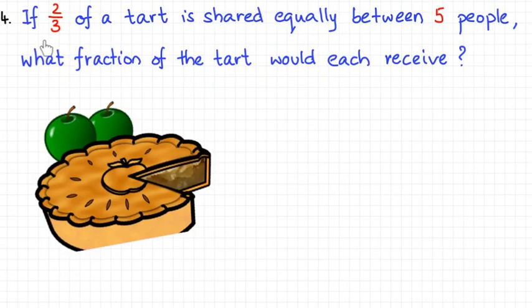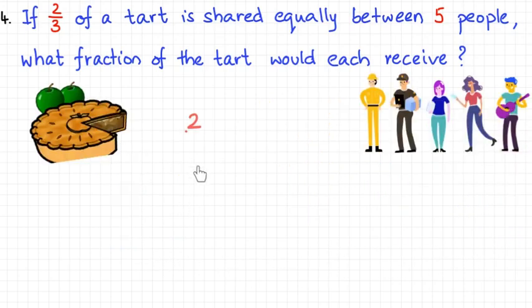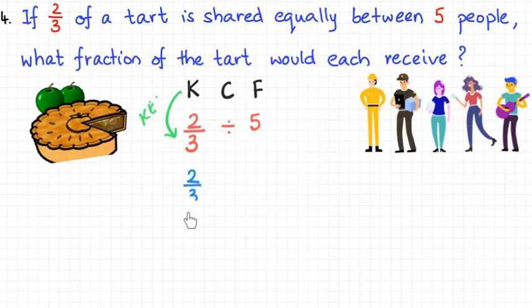In the last one, if 2/3 of a tart is shared equally between 5 people, what fraction of the tart would each receive? To find that out, we need to divide the amount of tart by the number of people. To divide 2/3 by 5, we could use the KCF method. So we keep the first fraction as it is, change the division into multiplication, and flip the last fraction.